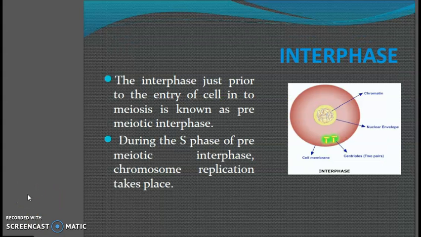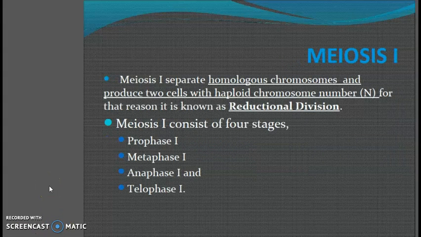Let's see the process step by step. The interphase just prior to the entry of the cell into meiosis is known as pre-meiotic interphase. During the S phase of pre-meiotic interphase, chromosome replication takes place. Meiosis 1 separates homologous chromosomes and produces two cells with haploid chromosomes, and for this reason it is known as reductional division. Meiosis 1 consists of prophase 1, metaphase 1, anaphase 1 and telophase 1.